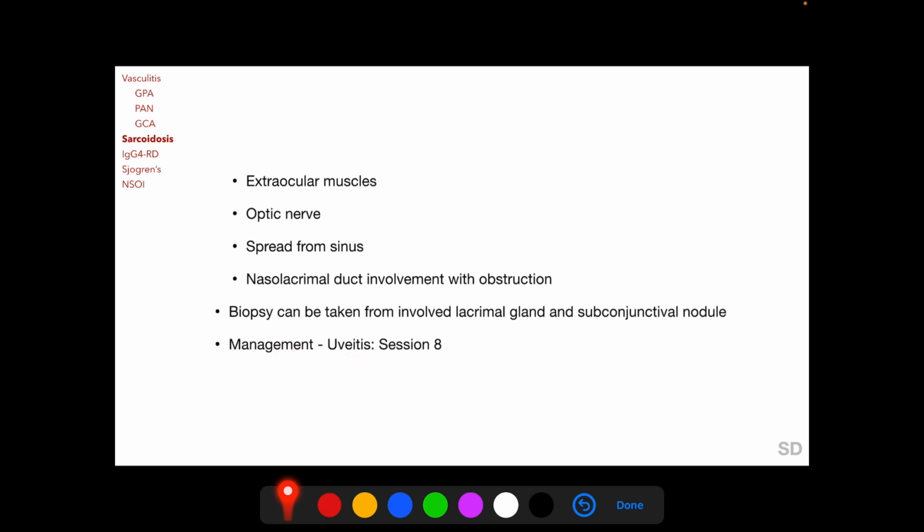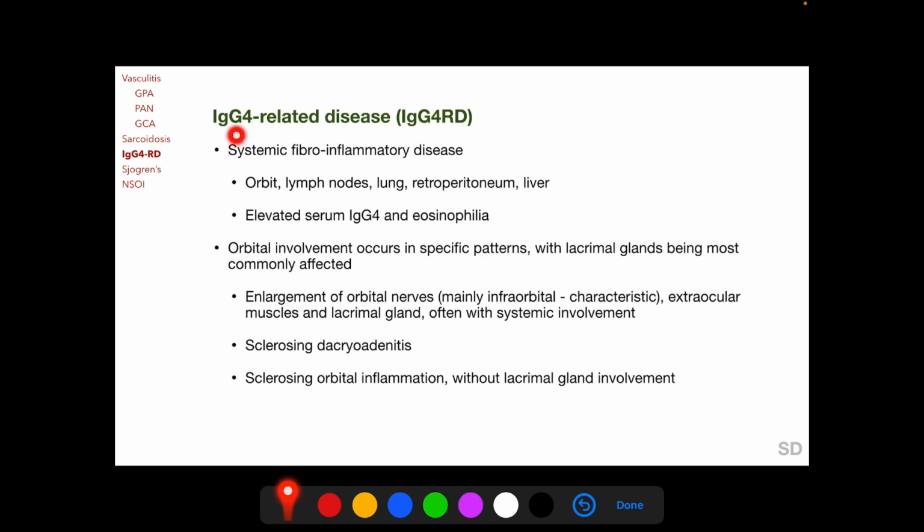uveitis section. IgG4 related disease or IgG4-RD is a systemic fibroinflammatory disease which involves the orbit, lymph nodes, lung, retroperitoneum, and the liver. And patients with IgG4-RD have elevated serum IgG4 as well as eosinophilia. Orbital involvement occurs in specific patterns in IgG4-RD, with lacrimal glands being the most commonly affected.